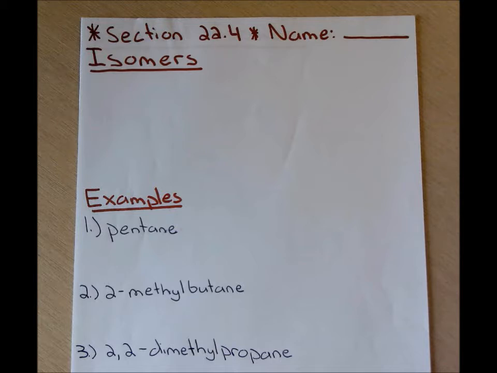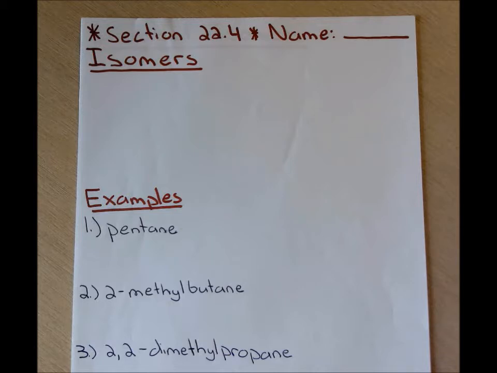Objective number 1, distinguish between the 2 main categories of isomers, which are structural isomers and stereoisomers, and then differentiate between cis and trans geometric isomers. Objective number 3, recognize different structural isomers given a structural formula. And the 4th objective is to describe the structural variation in molecules that result in optical isomers.